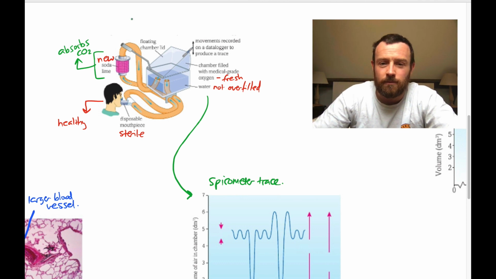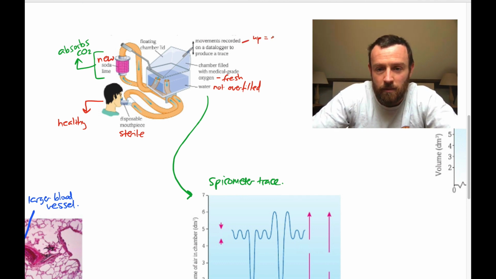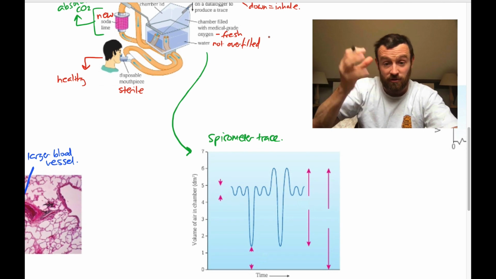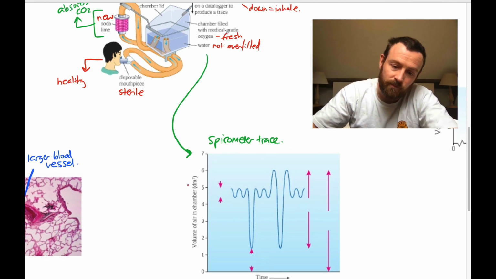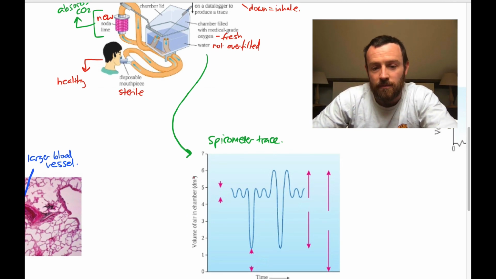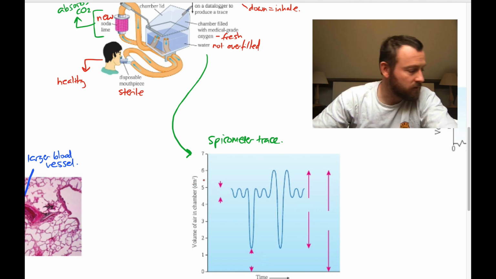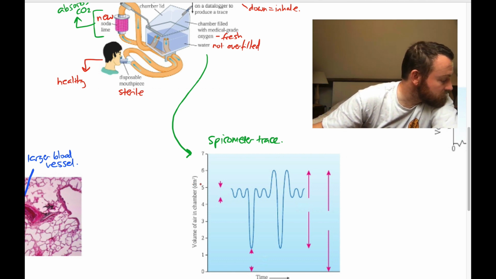Okay, now do we need to label anything up here? I suppose here, up equals exhale, down equals inhale. We could label that. But then they flip the trace upside down so that over here, this represents inhaling and exhaling. Volume of air in chamber.